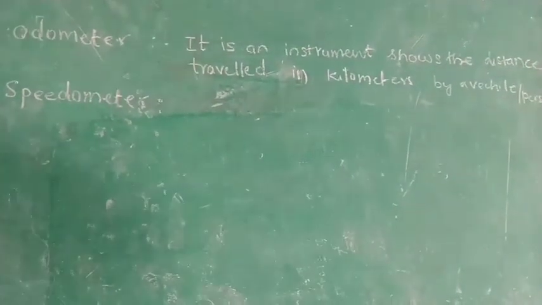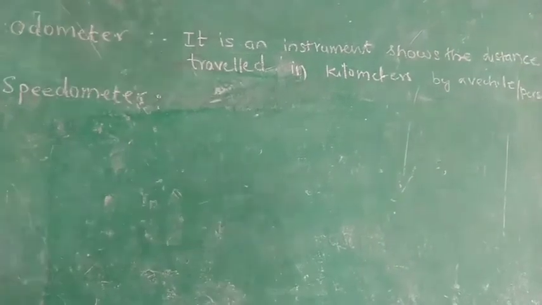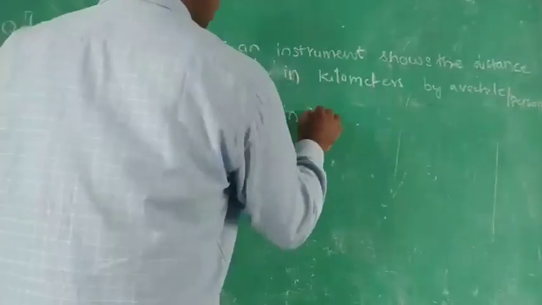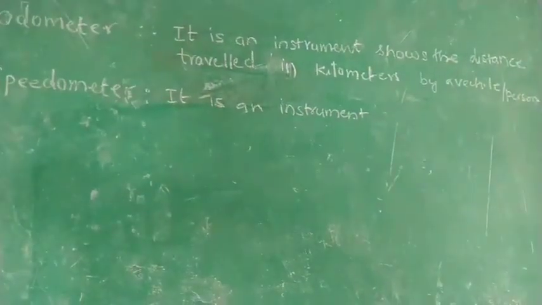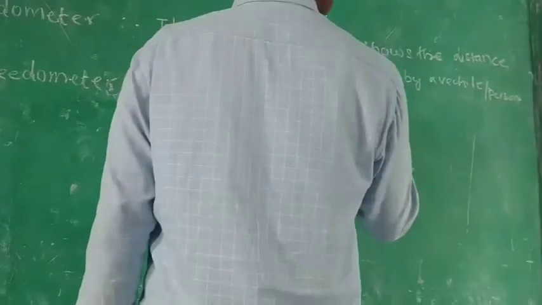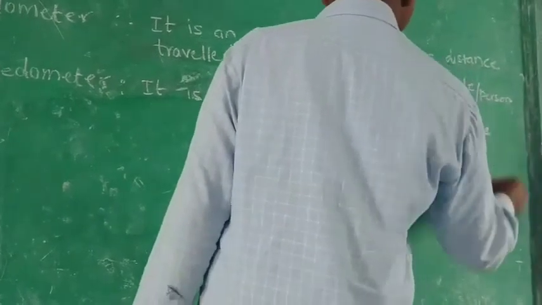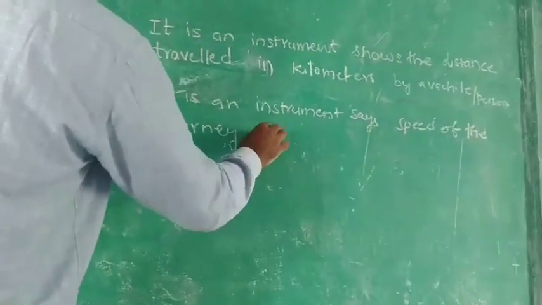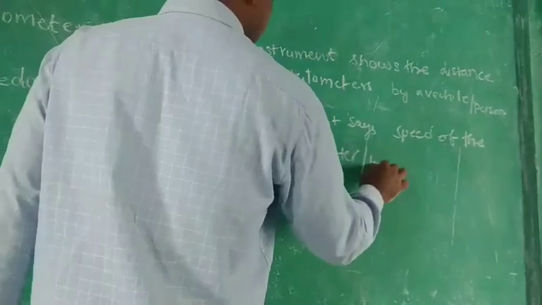Next, the speedometer. It is an instrument that shows the speed of the journey in kilometers per hour.